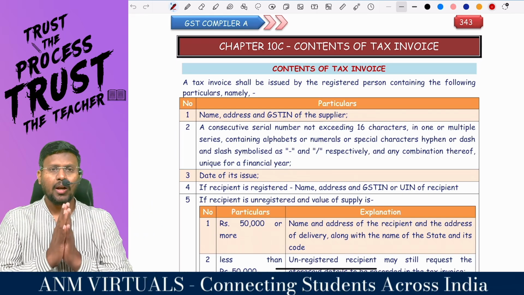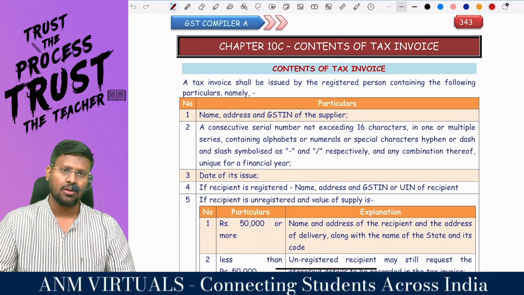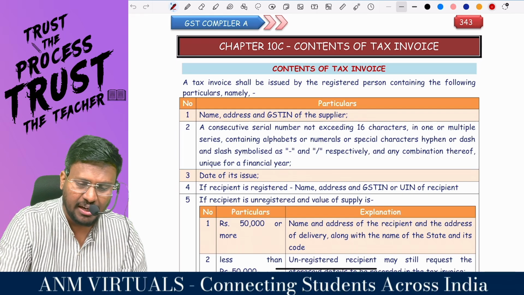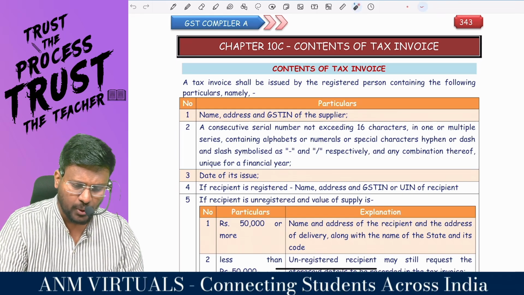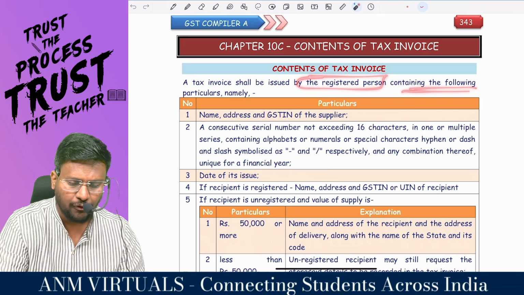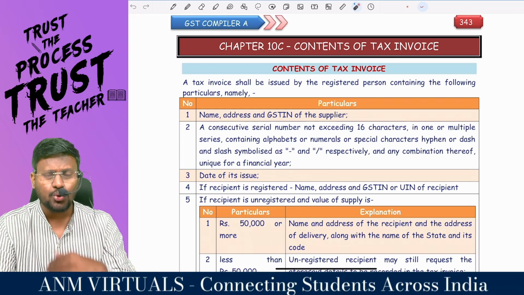That's it. Now we understood who all are supposed to raise the what invoice? Tax invoice. Okay, fine. What all should be there in the tax invoice? Content of tax invoice. A tax invoice shall be issued by the registered person containing the following particulars, namely. So when you are raising the tax invoice, these should be there.